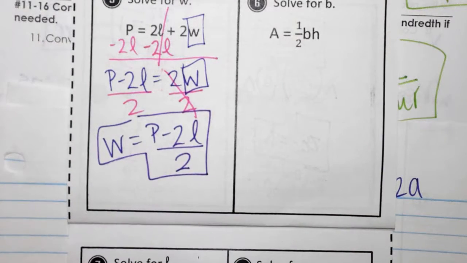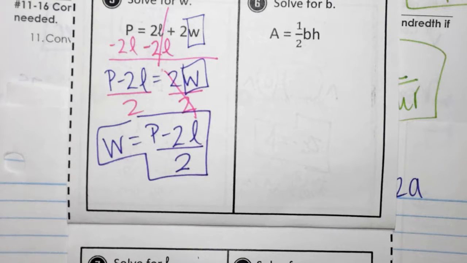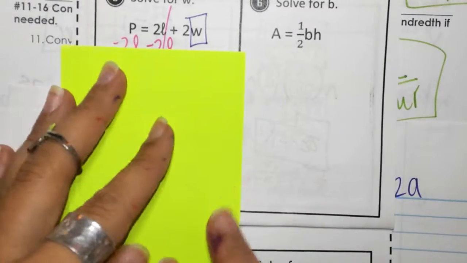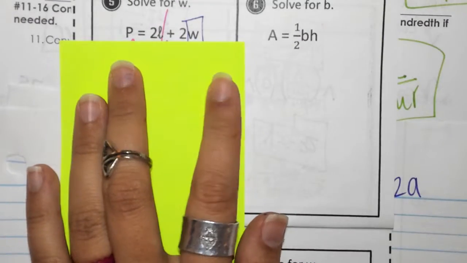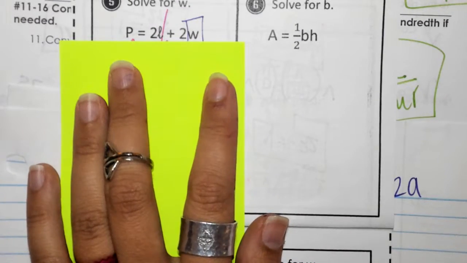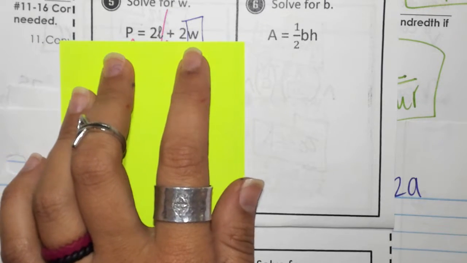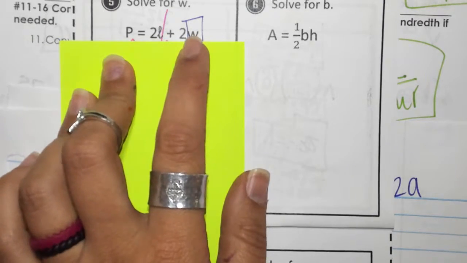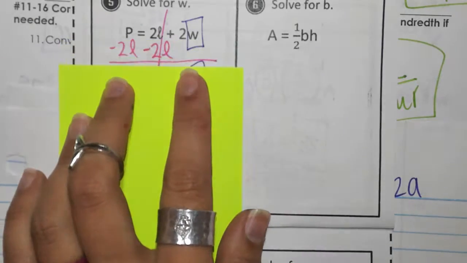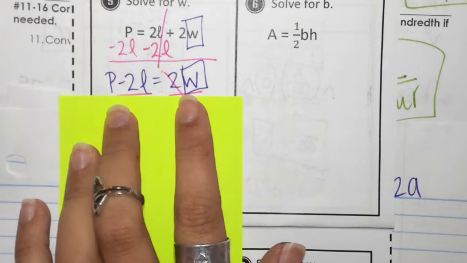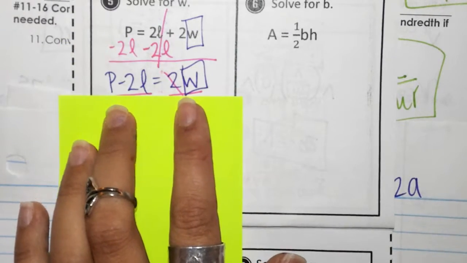Homework tonight. Couldn't you divide? Well, you could, but you would separate it, but don't do that yet. Okay, let's walk through it again. The first thing we did was we put a force field around W. Then we're trying to get 2W by itself, so we subtract 2L. That gives us P minus 2L equals 2W. Then we divide by 2.